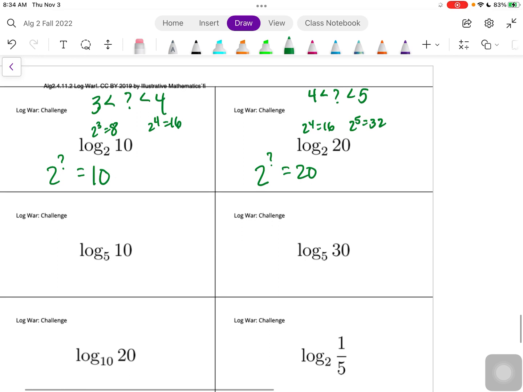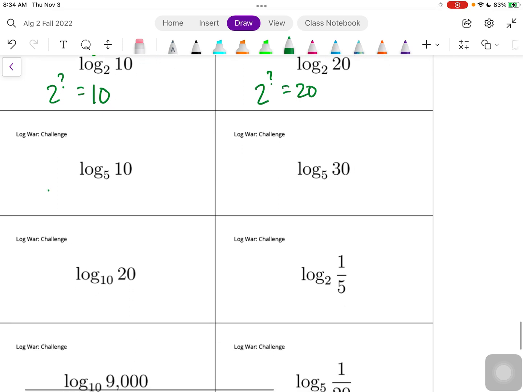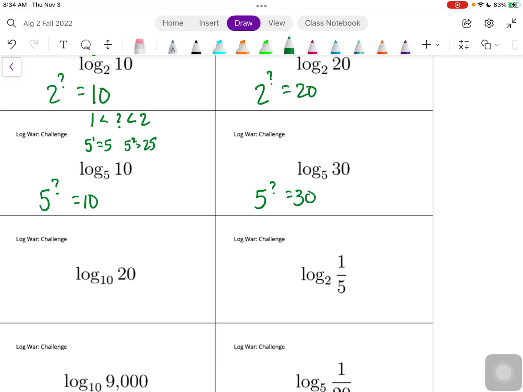All right, so then the next one, we've got 5 to the what is equal to 10. We can do this one in a similar fashion. We have 5 to the first is equal to 5, and 5 squared is equal to 25. So it's going to be somewhere between 1 and 2, closer to 1 than it is to 2. Then we have 5 to the what is equal to 30. So we know 5 squared is equal to 25, and 5 to the third is equal to 125. So it's going to be somewhere between 2 and 3, but closer to 2 because 30 is closer to 25.